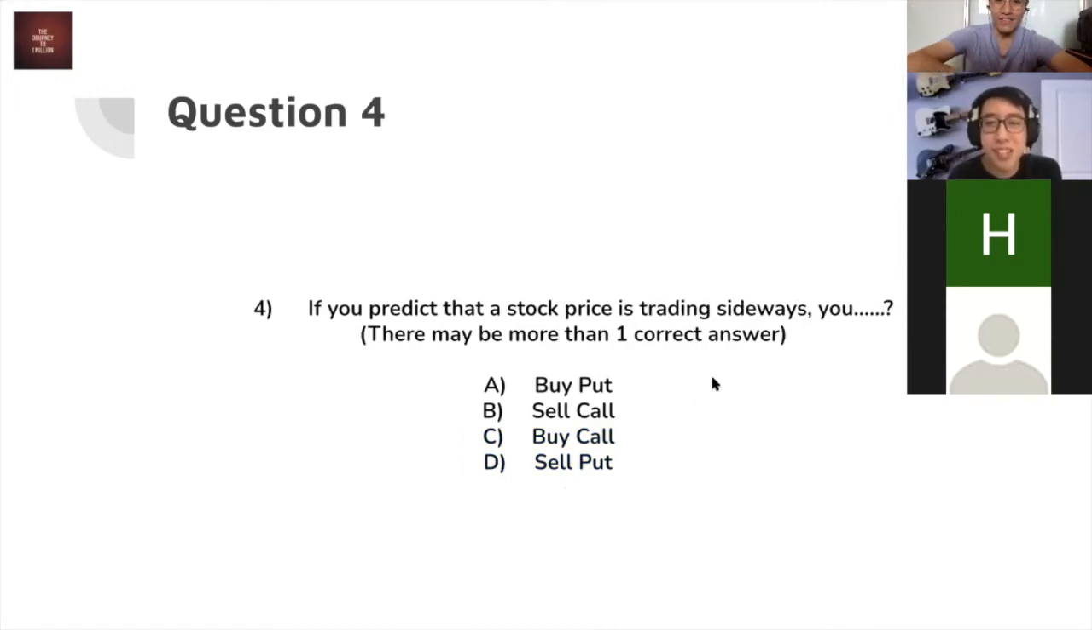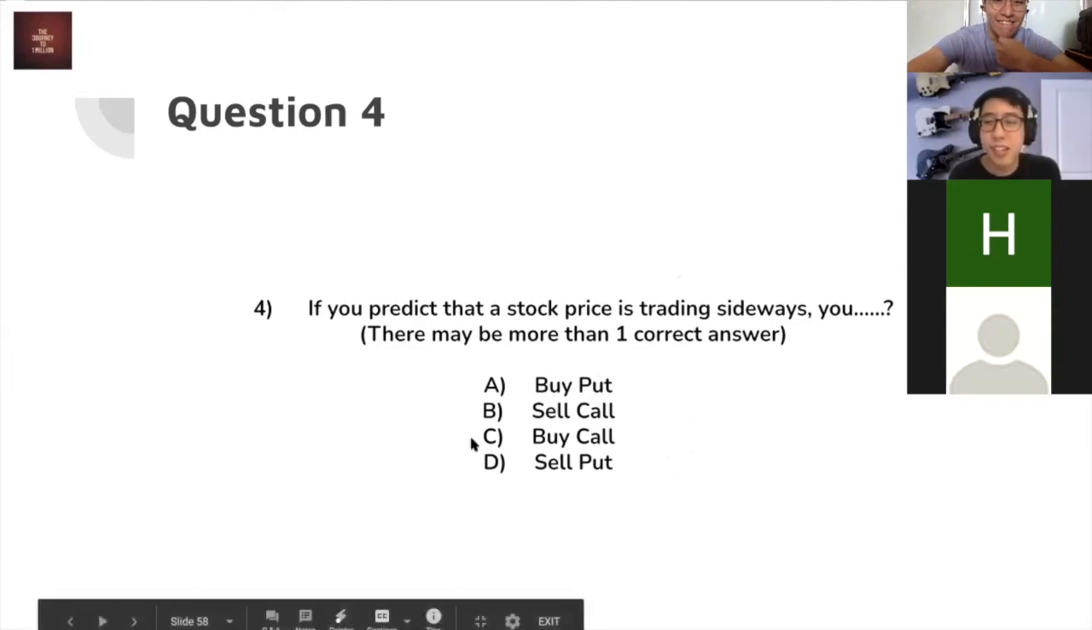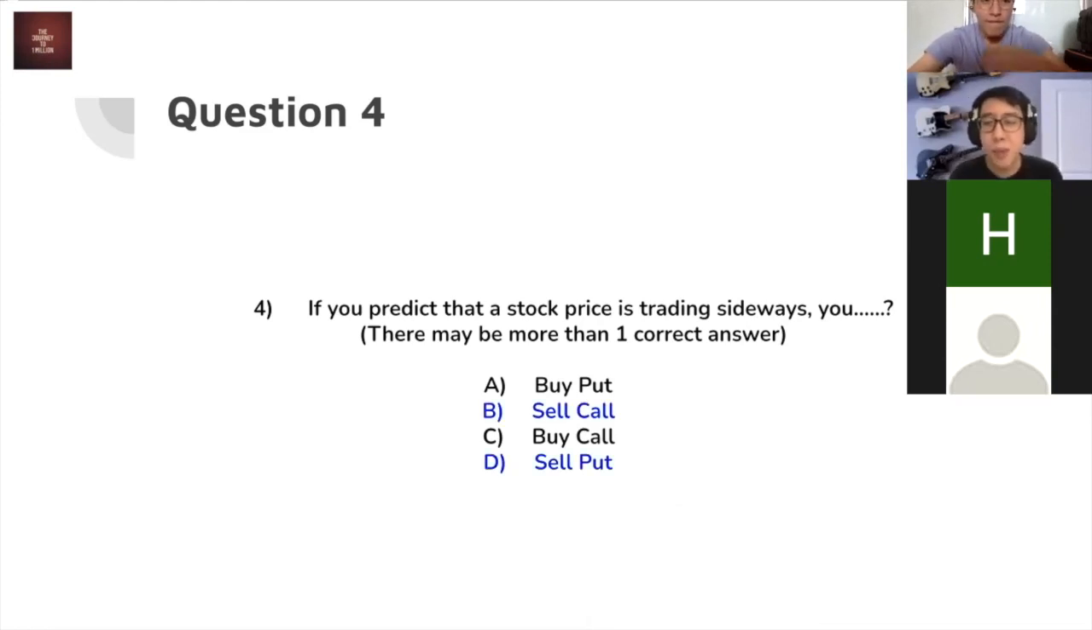And last question. If you predict that the stock price is trading sideways, what do you do? So if you predict the stock price will not go up or go down, it stays the same, what can you do? Okay, D. And just a hint, there are also 2 possible correct answers in this question. So the answer is actually B and D, sell call and sell put.